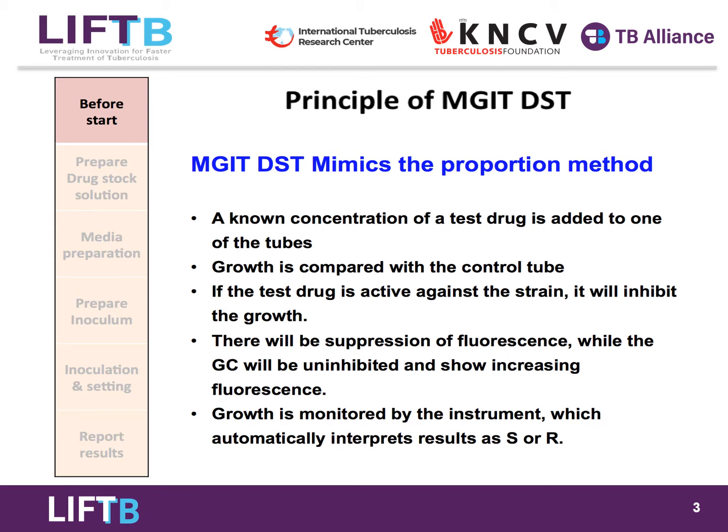Principle 4. The drug will reduce the fluorescence relative to that of the growth control, which will display increasing fluorescence because growth is not inhibited. Principle 5. Growth is monitored by the instrument, which automatically interprets the results as either S or R.